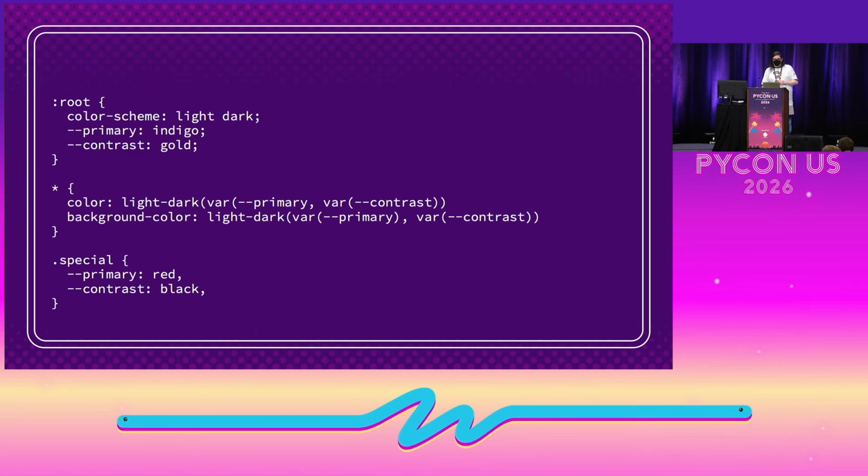I will say, if you do the color and background color in the root, it only gets evaluated the one time, so you do have to split it up like this if you want to do this trick.